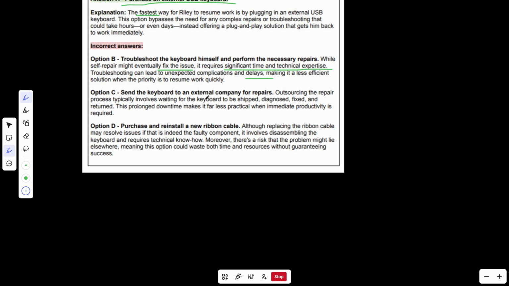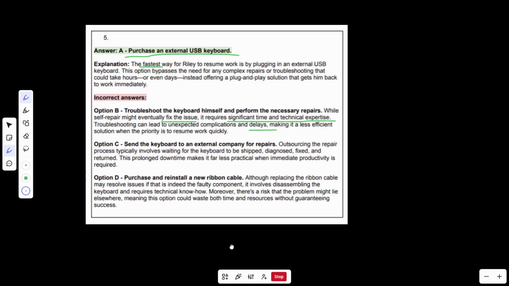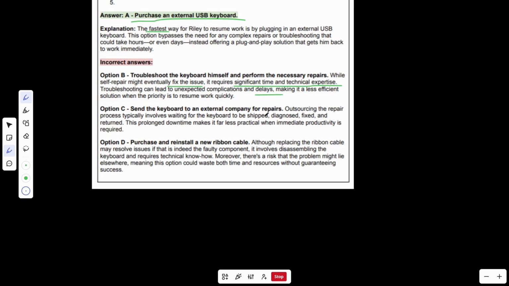C, send the keyboard to an external company for repairs. Same thing. That'll take days, if not weeks. Purchase and reinstall a new ribbon cable. You don't want to go purchasing and reinstalling things without first troubleshooting, right? You'd want to check the connection first. He has no reason to think that's the case. And also, it's definitely not the fastest, okay? So that is why A was the appropriate answer there. Next question.